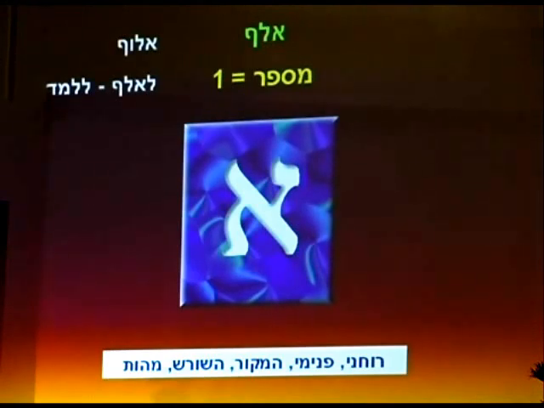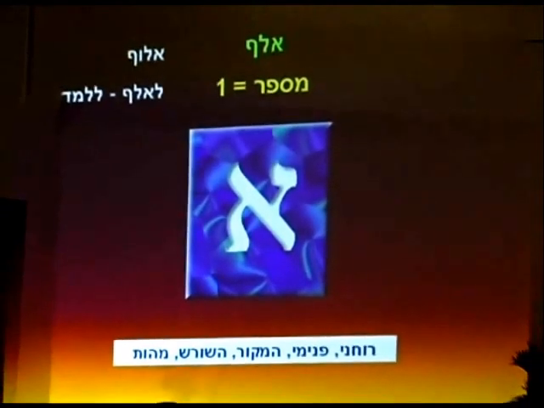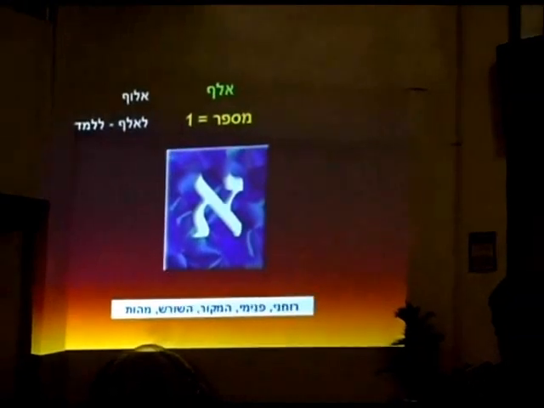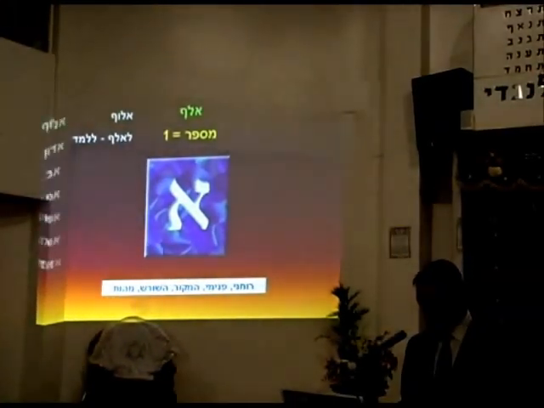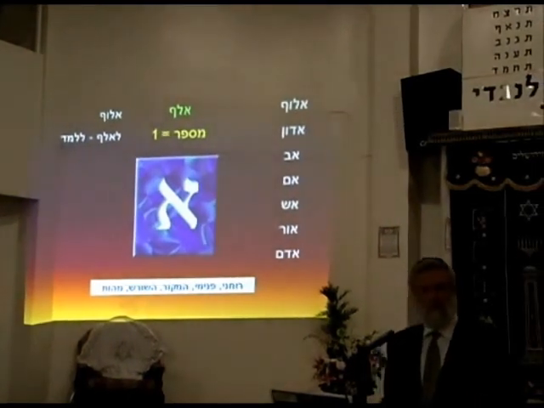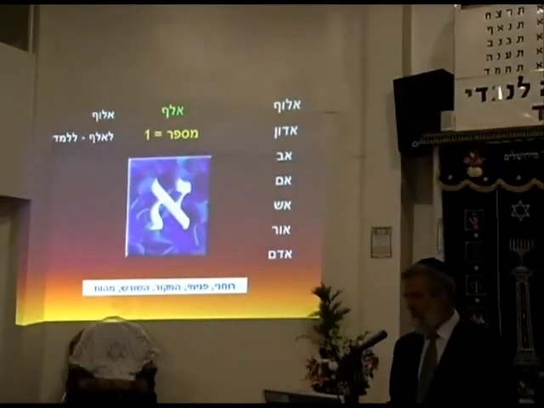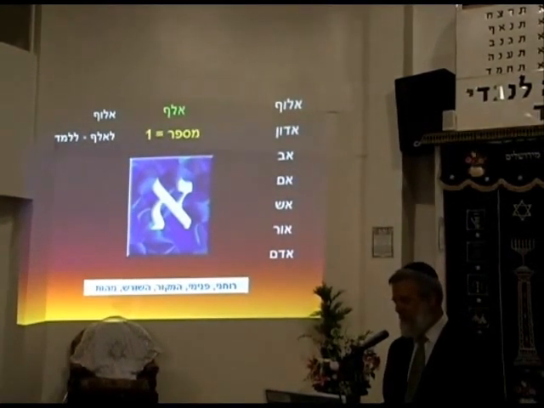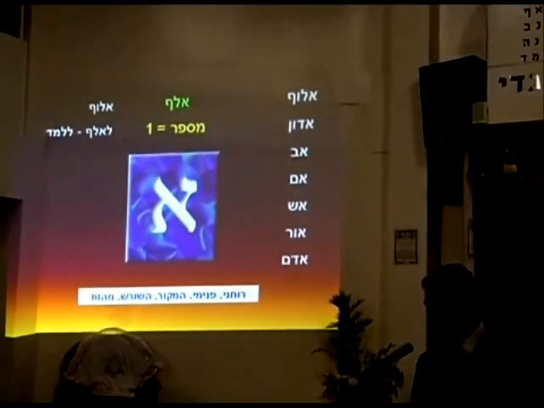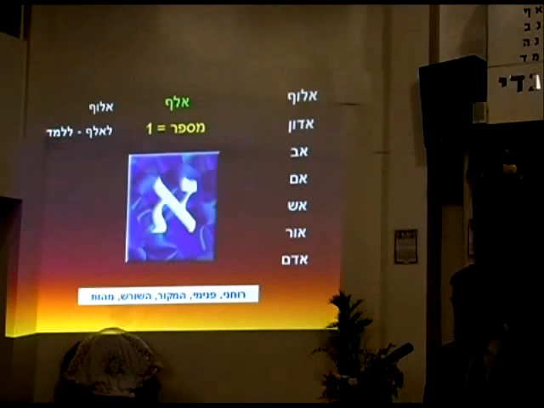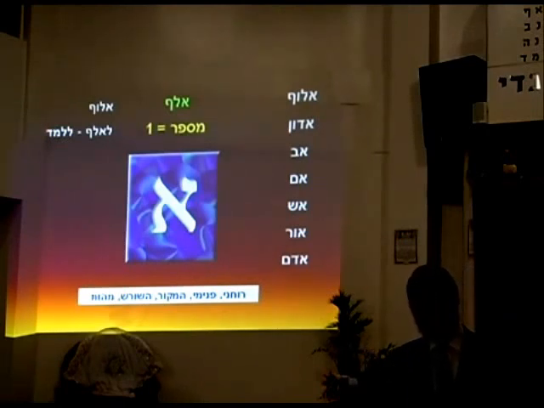When you find an aleph, depending on the position in the word, it's very important where the aleph is. But nevertheless, the aleph represents something spiritual, something internal, the root of a particular idea. Here are some words that have an aleph. Aluf, Adon, Av, Em, Esh, Or, and Adam. Master, father, mother, fire, light, human being. They all begin with an aleph.